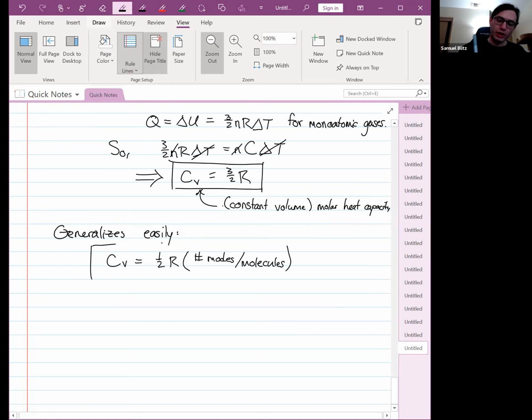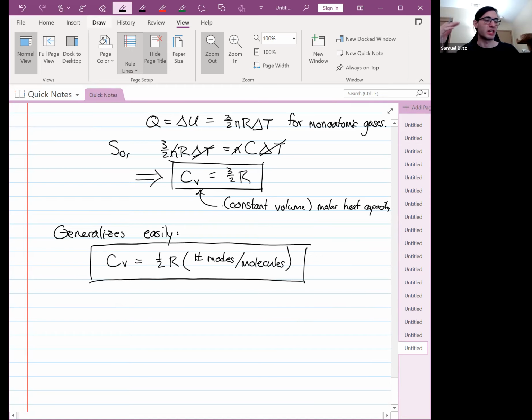So this is our formula. If we know how many modes a molecule has, this will tell us what the constant volume molar specific heat is. And so this is kind of remarkable, right? Before, if you looked up a table of molar specific heats at constant volume, you'd find just a whole bunch of different numbers. And for gases, you'd find numbers that appear at regular intervals. They have slightly different values, but they're more or less clustered around specific values. And it's these values that they're clustered around.